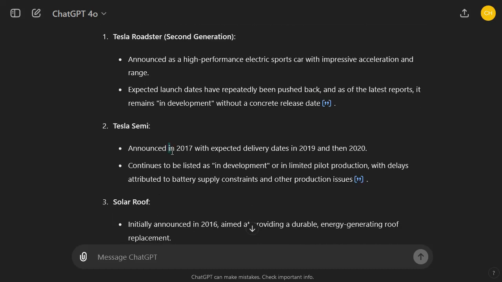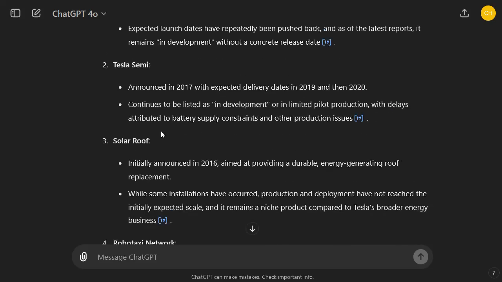Tesla Semi, I think the recent news show that Tesla Semi is actually currently being launched. The Solar Roof.